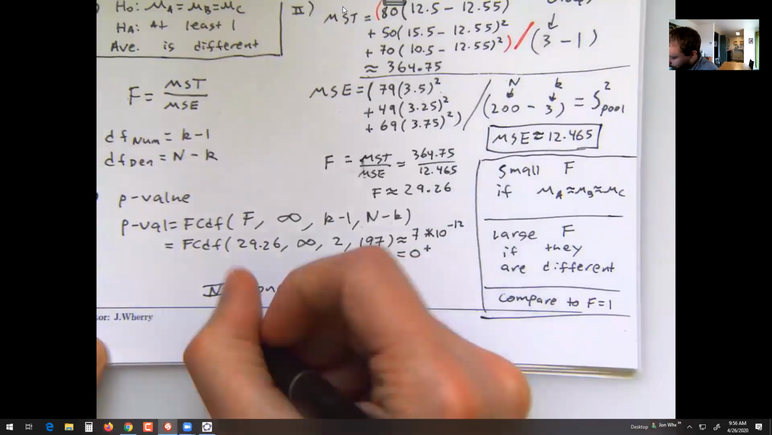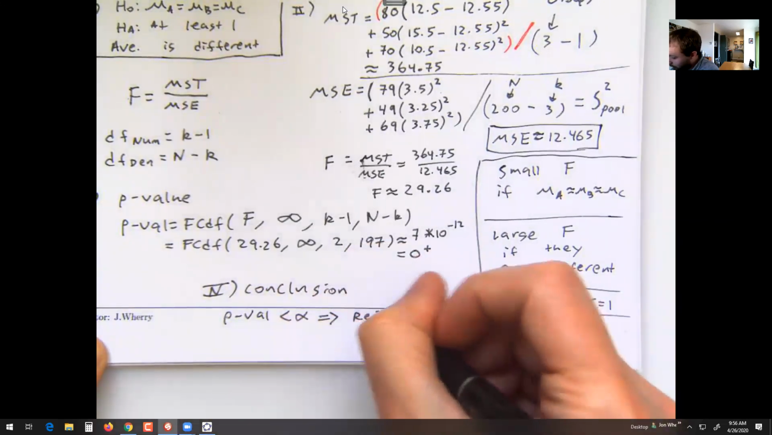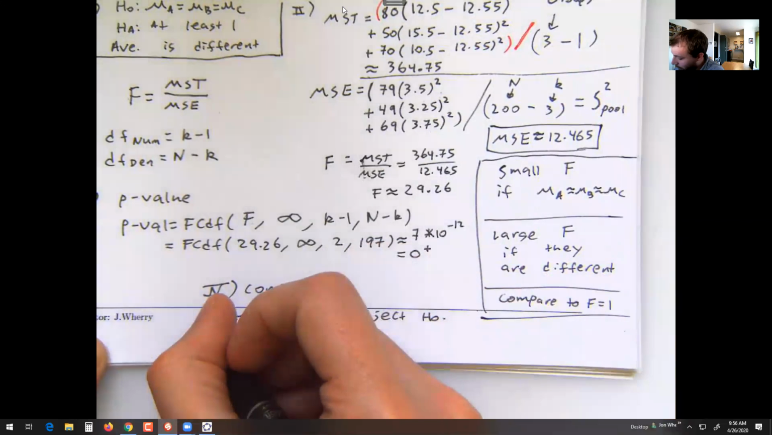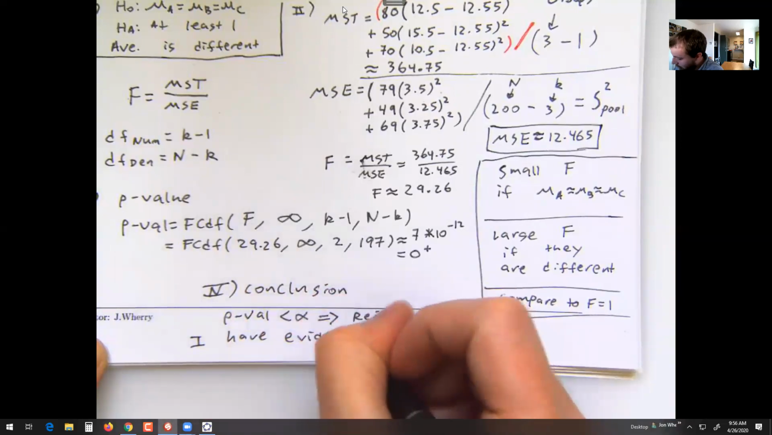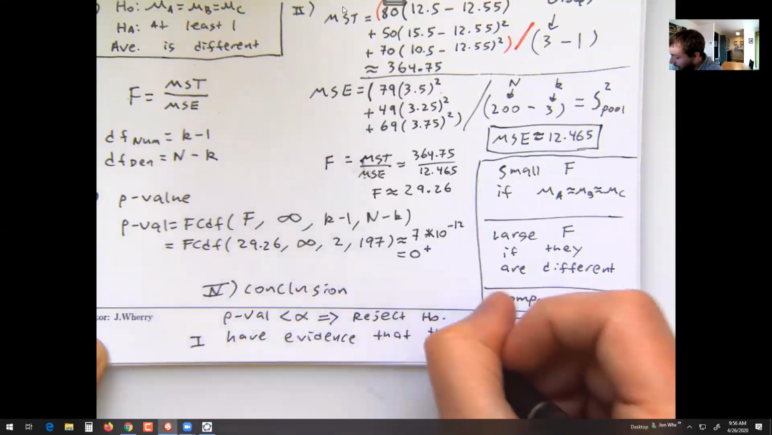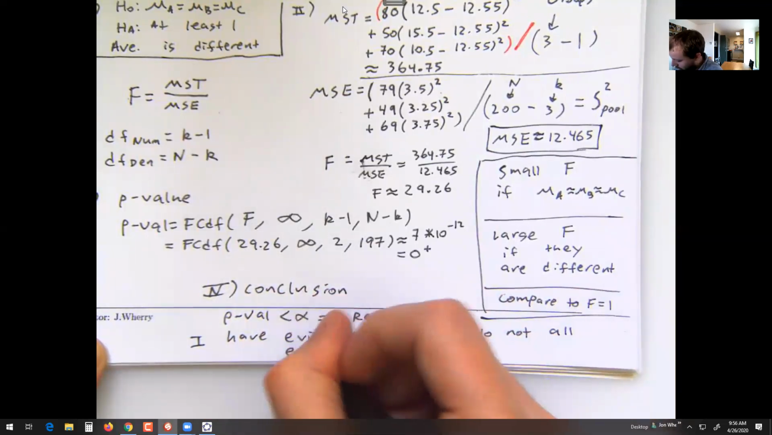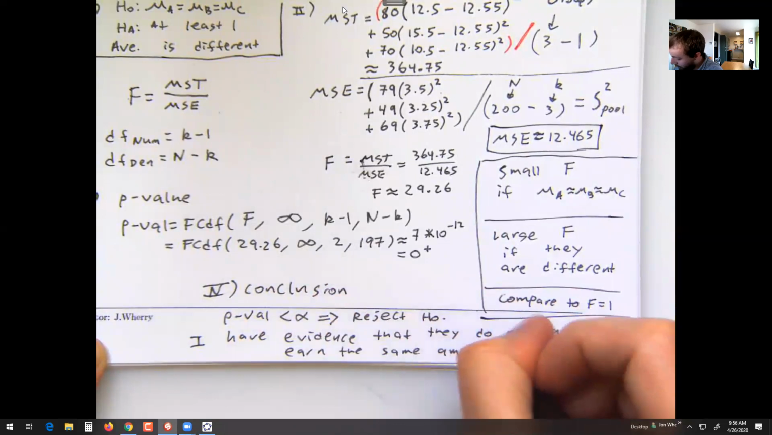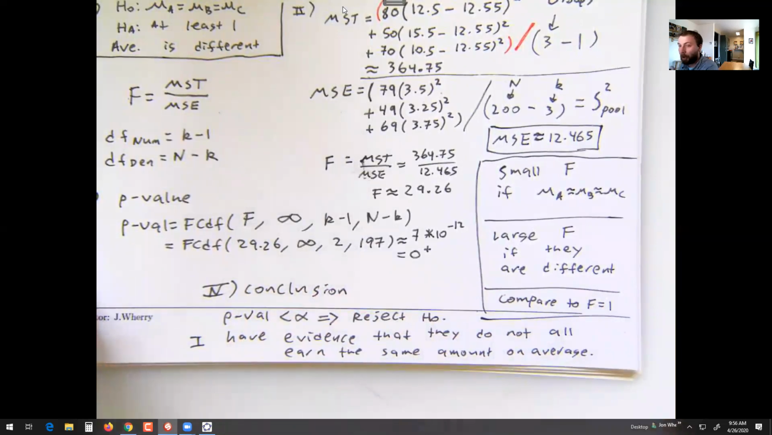Conclusion: if your p-value is low, it's pretty low, your null must go, so I would reject the null hypothesis. If you're rejecting the null hypothesis, this means that you have, or we have, evidence that they do not all earn the same amount on average for the tips, for Amelia, Barbara, and Cynthia.